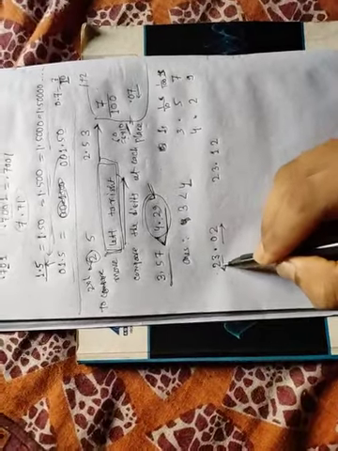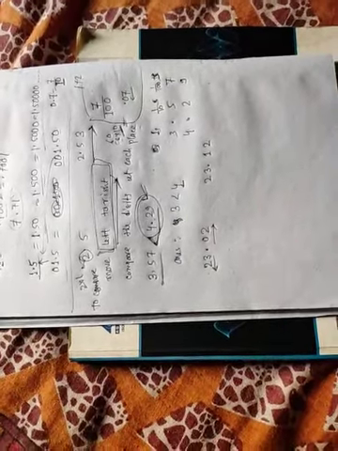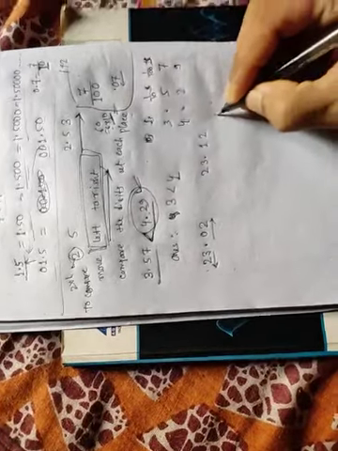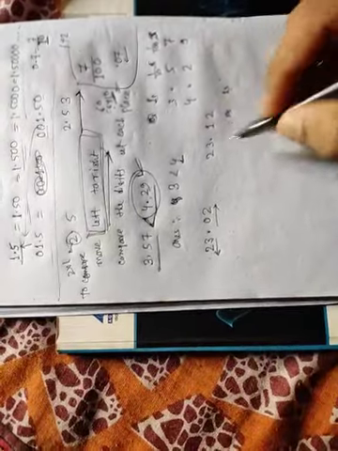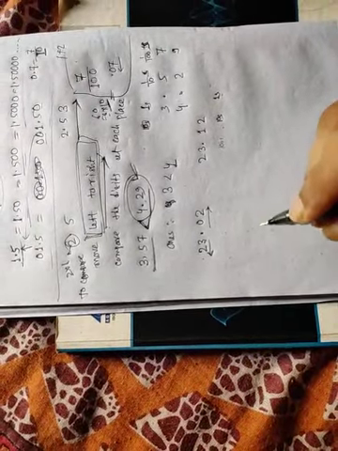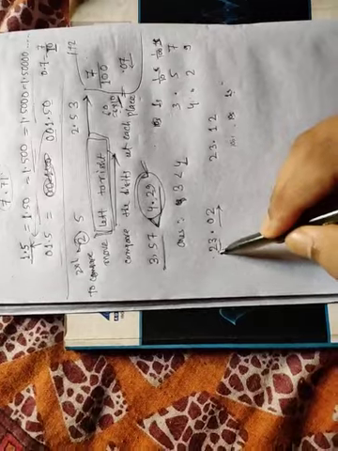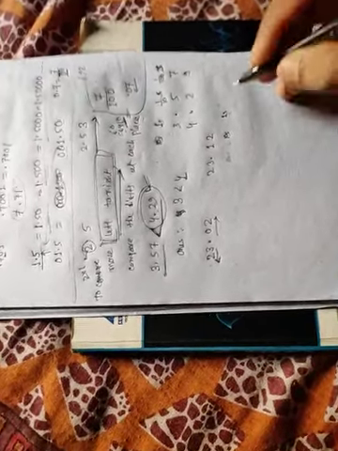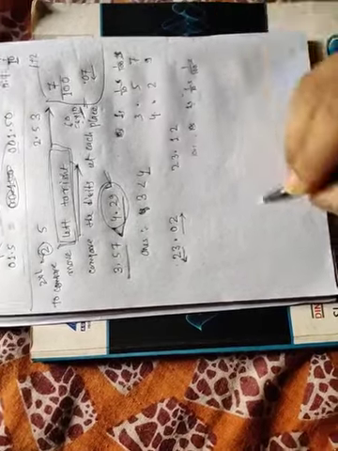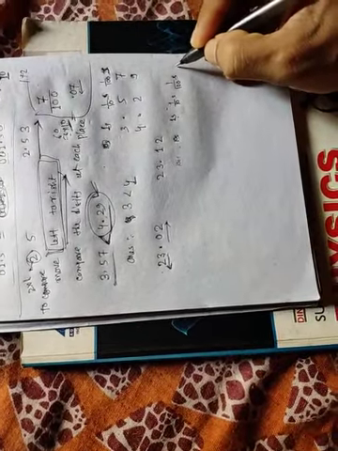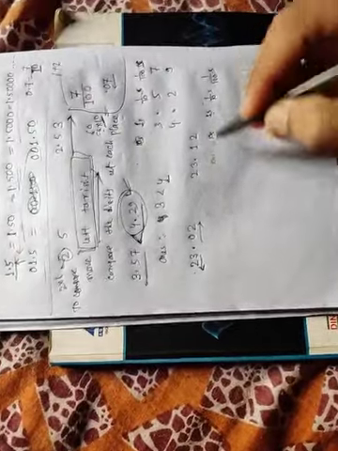See, ones, tens, that means ones, tens, move from right to left. So ones, tens, then hundreds, from right to left. That is for the integral part. But for the decimal part, you have to move from left to right: tenths, hundredths, then thousandths. That means you have to move from left to right.